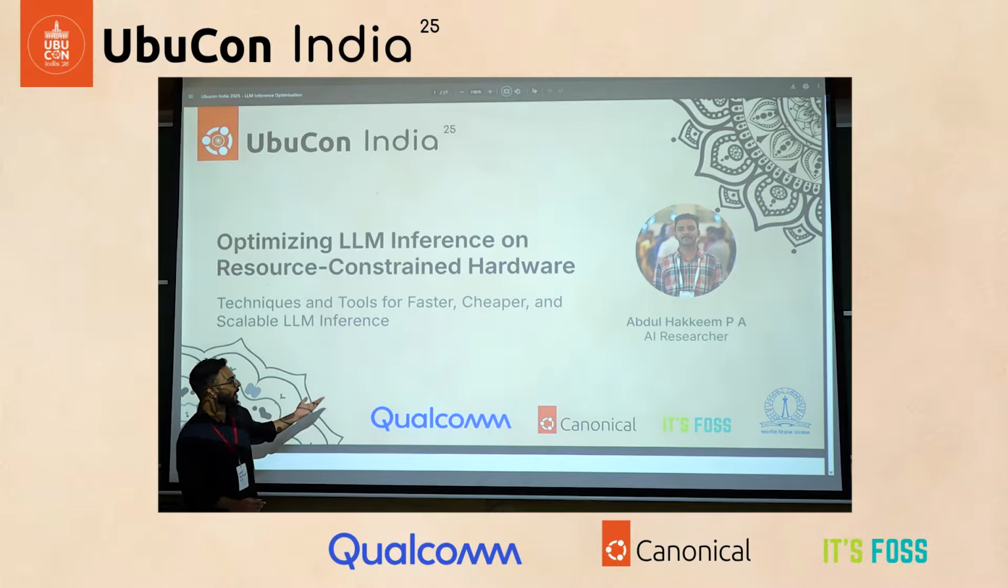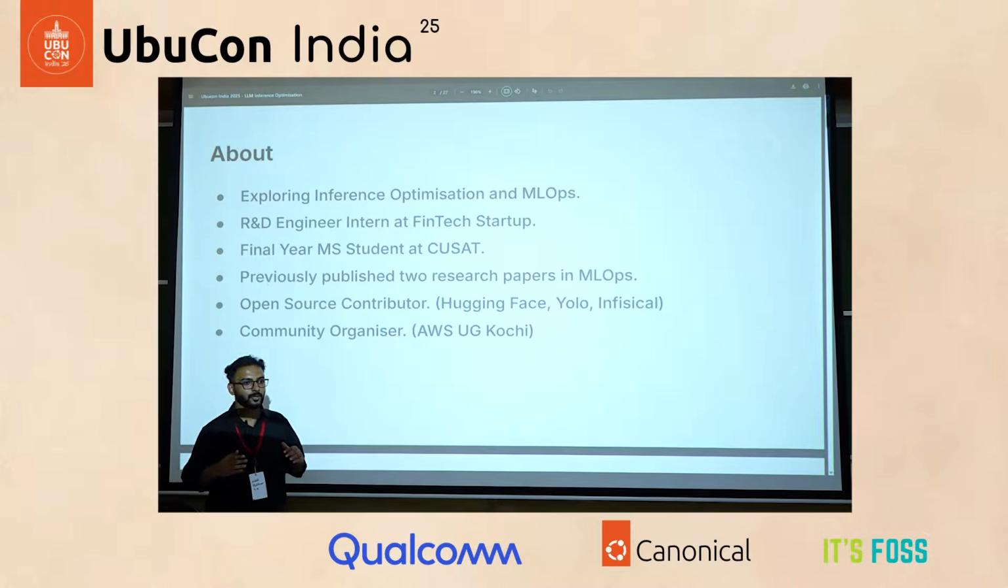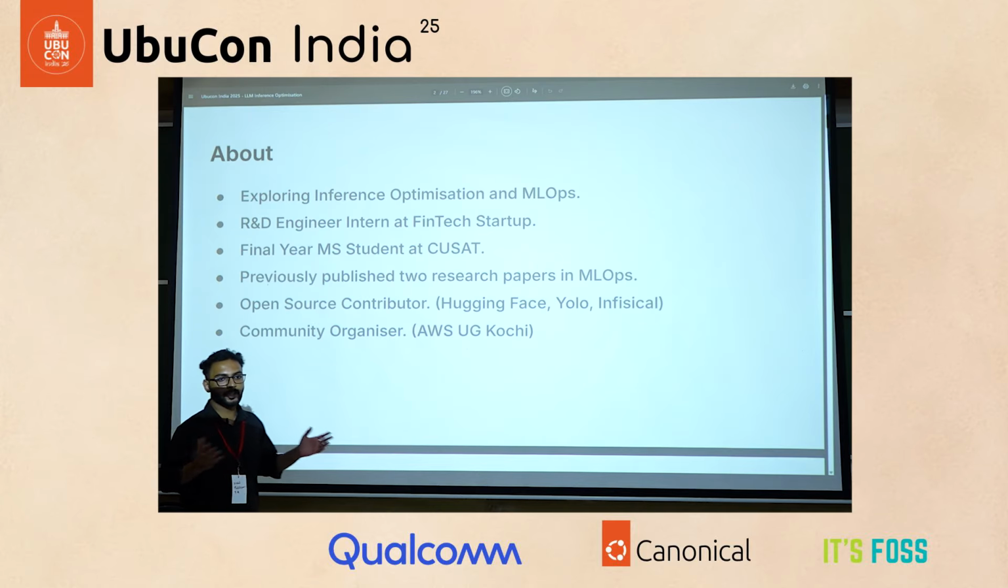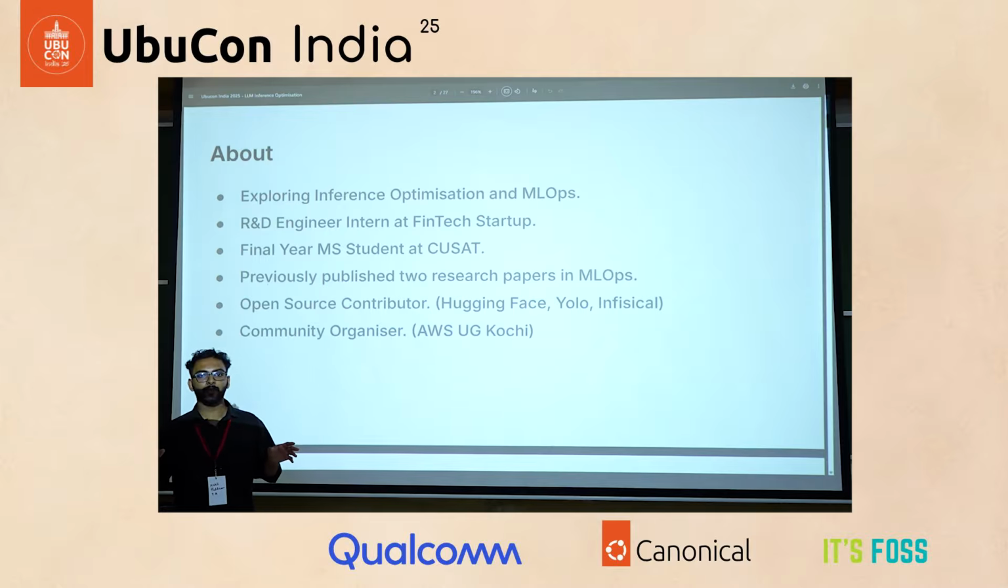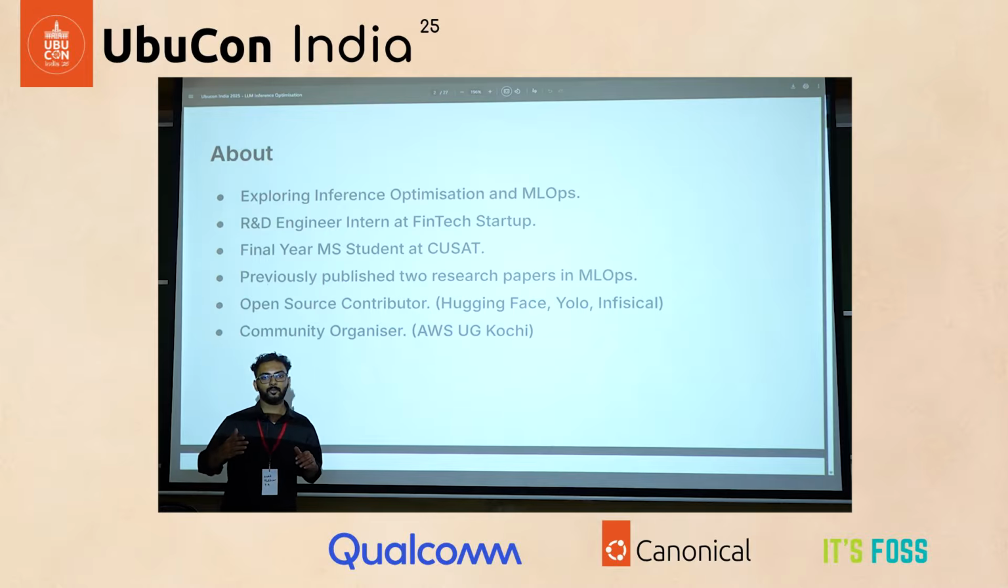So I'm Abdul Hakkeem, and I'm particularly working on inference optimization. Why am I working on inference optimization? Because if you look at LLMs or foundational models, about 10% of the top companies are working on building foundational models. And the remaining 90% are doing what? Inference using those models. So you have to make the inference pipeline much more efficient. It should be a really optimal solution.